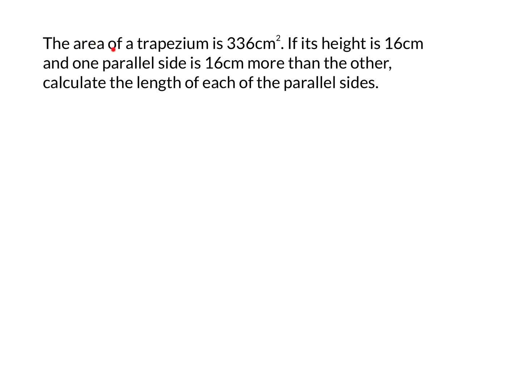So let's say the area of a trapezium is 336, height is 16, one parallel side 16 more than the other. Calculate the length of each of the parallel sides. So whether it's a parallelogram, kite, trapezium, or any other shape, if we are wanting to find dimensions, if we want to find side lengths, we set up an equation. So we know that the area is 336.